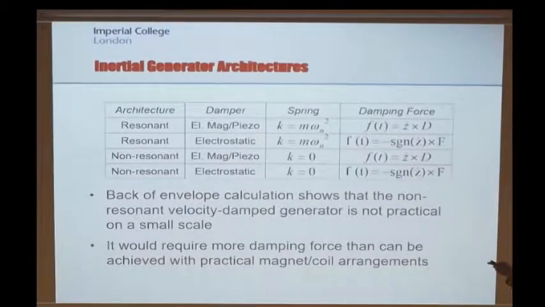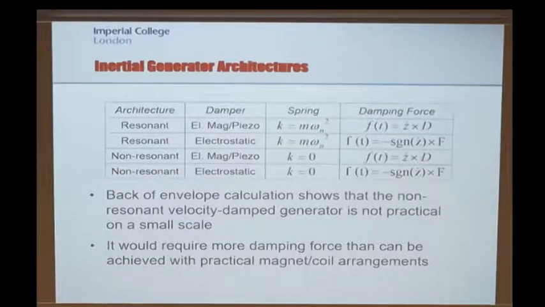So that lets us really think about there being 4 different types of ways of building an energy harvesting device. Either it's resonant versus non-resonant, and once we've made that decision, we can implement either of those with the linear type approach, electromagnetic or piezo, or the non-linear damper, the electrostatic damper. When you start to look at this in a bit more detail, it doesn't take you very long to realize that the non-resonant velocity damped approach is not practical to achieve.